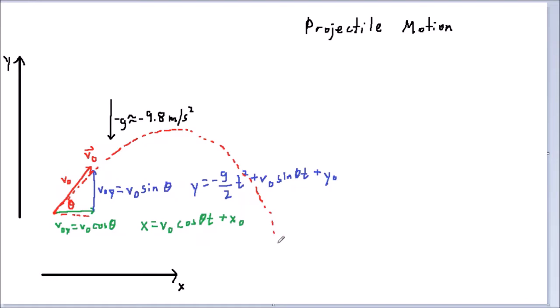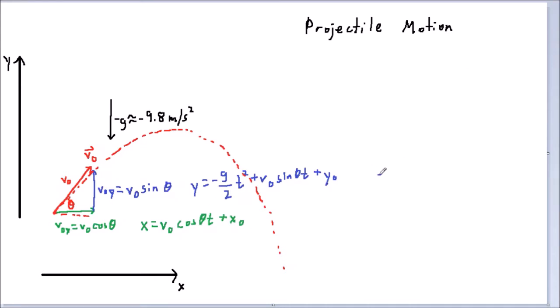Theoretically, it could also go further if we started, say, above, or maybe it would be cut off short if we started below the ending point. But let's for now assume that we're going to fire and it's going to land at the same altitude as the beginning. And so how can we find the horizontal range of such a projectile? Well, let's look at this equation first.